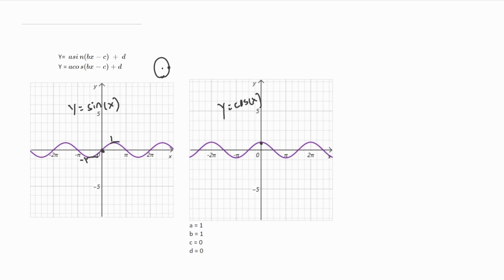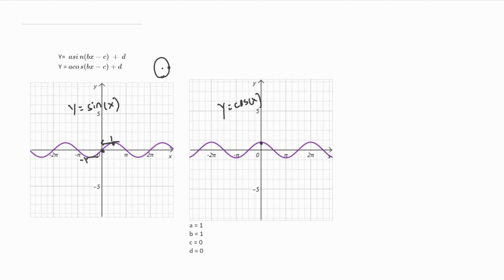So since these are the same, the graphs look very similar. The difference between these graphs is essentially that cosine is a shifted version of sine. So you can write cosine using the sine function by doing a translation. And the translation would be left 90 degrees. So this point right here gets shifted left.